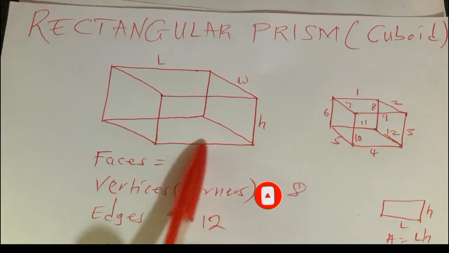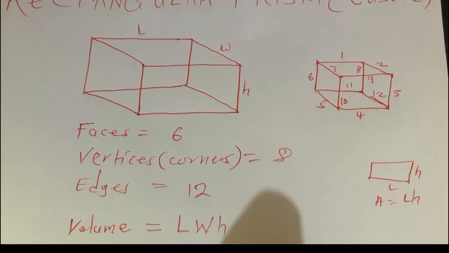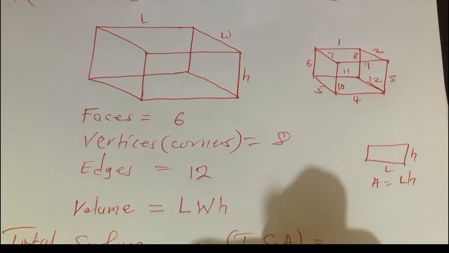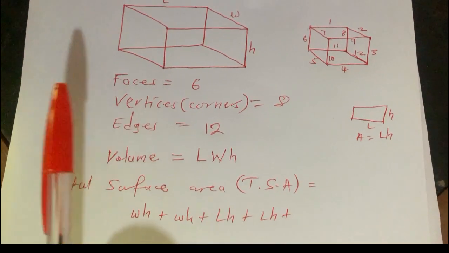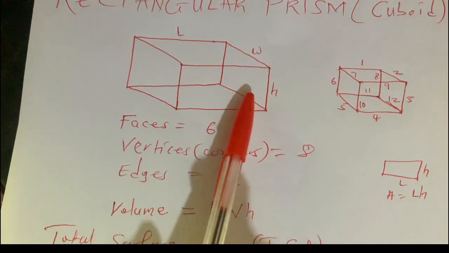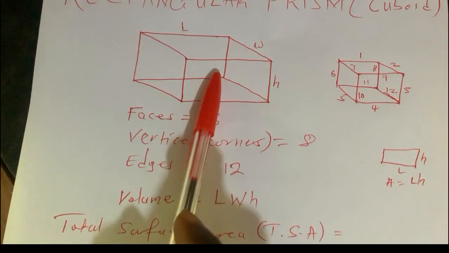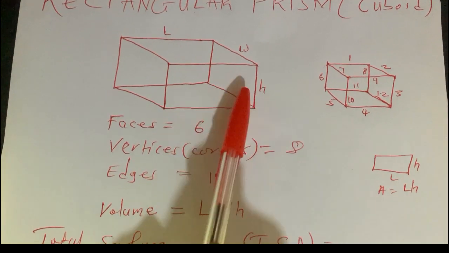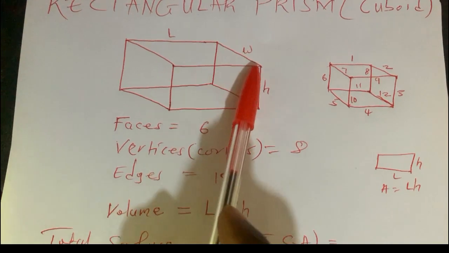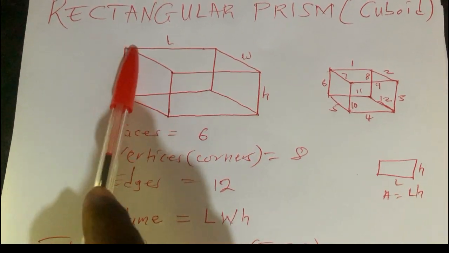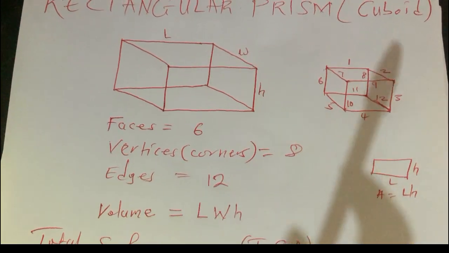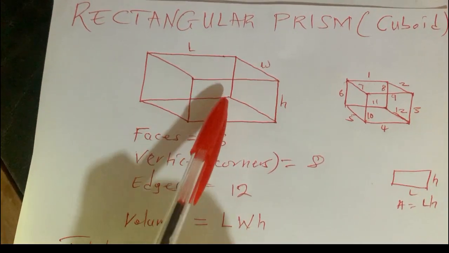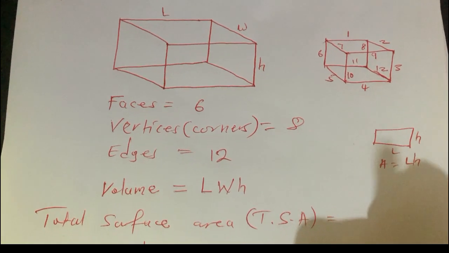Here's the height and here's the length, so it's going to be LH, but there are 2, so another LH. Now, we also have the last face: my base and my top. For the base, I have the length and the width. This face and that face are also similar, so it's length times width, but there are 2, this and that are the same. So plus another length times width.